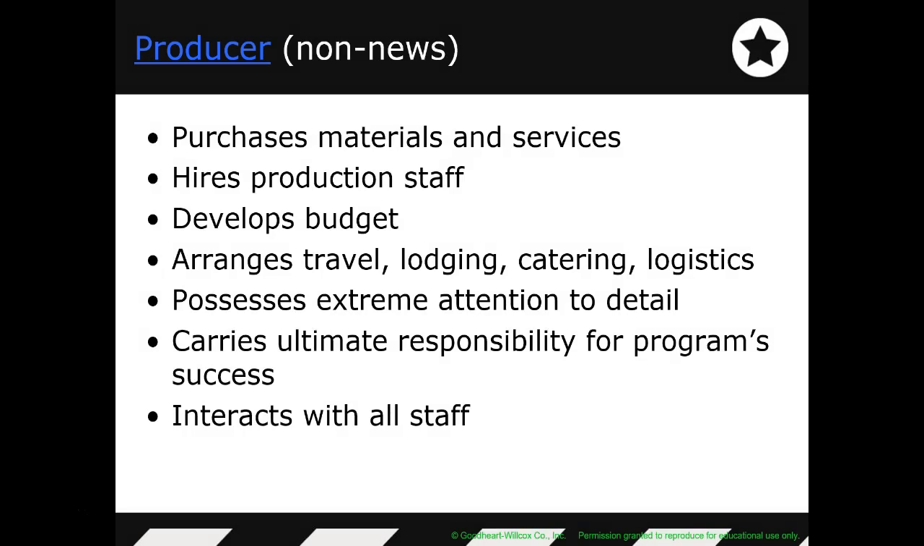The producer from the non-news world, this person, again, we're thinking of movies or big production shows, like, again, I'm thinking The Voice, or some of those entertainment shows. These are people who are purchasing stuff, they're hiring staff, they're developing budgets, they're arranging travel, lodging, catering, logistics for the crew and the talent. Detail is extremely important, and they're really kind of the key people for the success of a show or a program, whatever it might be.